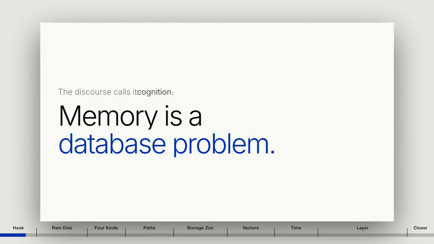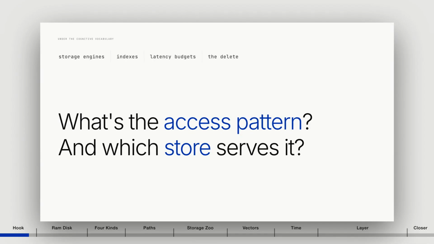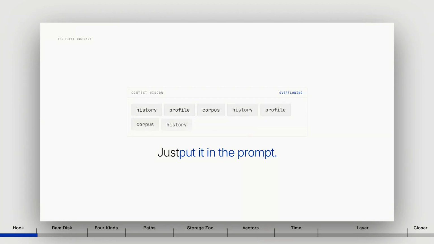Memory is a database problem. Storage engines. Indexes. Latency budgets. The delete. Underneath episodic recall is a question every back-end engineer already asks: What's the access pattern, and which store serves it? First instinct is always the same. Just put it in the prompt. Paste the whole history, the whole profile, the whole corpus in the context window.